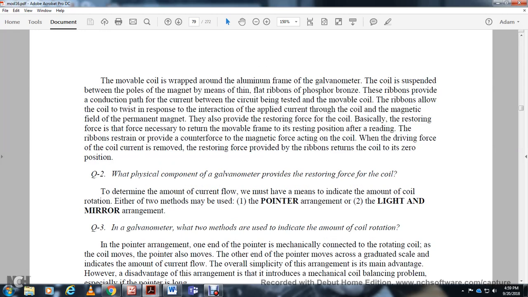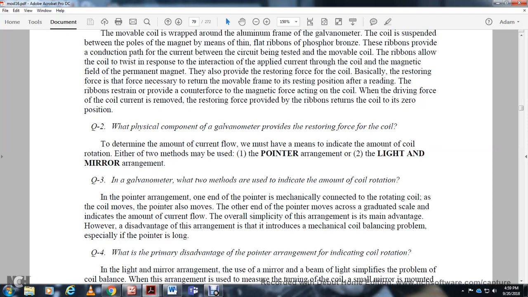To determine the amount of current flowing, there must be a means of indicating the amount of coil rotation, by either of two methods: the pointer arrangement or the light and mirror arrangement. In the pointer arrangement, one end of the pointer is mechanically connected to the rotating coil. As the coil moves, the pointer also moves over the graduated scale, which indicates the amount of current flow.